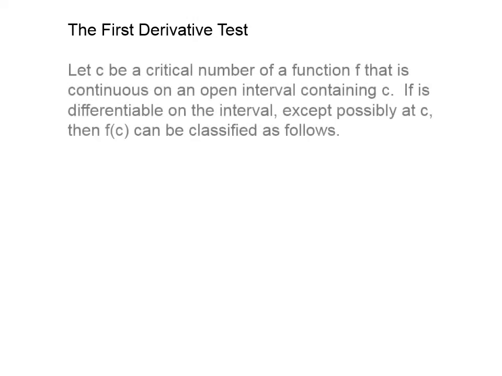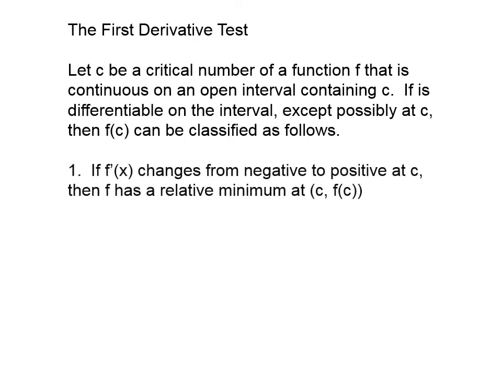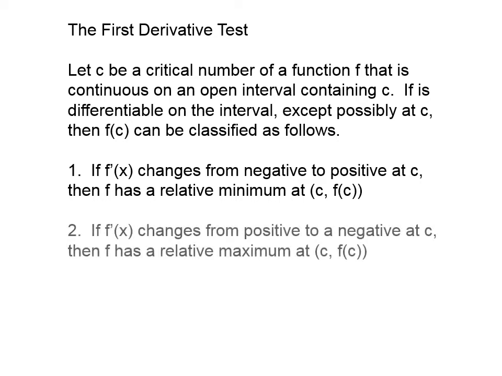The first derivative test says this. We've already talked about how a critical number is found when the derivative is either 0 or undefined. So if we take the derivative and it changes from negative to positive at that critical number, then the function has a relative min. If the derivative is 0 at that critical number and it goes from positive to negative, then there's a relative max.